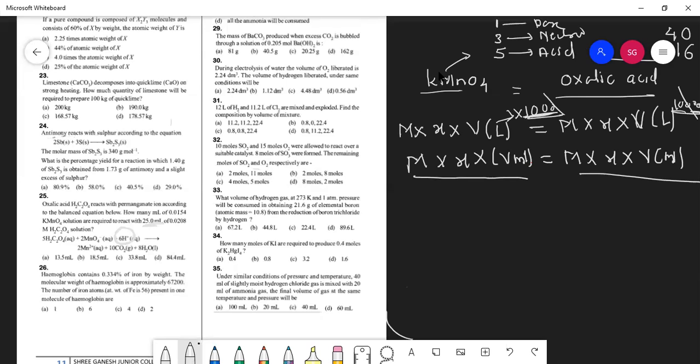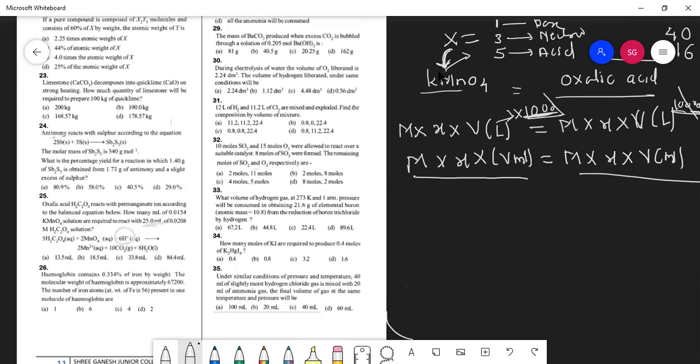Now, what is this 1, 3, 5? Students, this is the valency factor of KMnO4. I'll teach this in the redox chapter. This is the valency factor of KMnO4: 1, 3, 5. 1 is in basic medium. 3 is in neutral medium. 5 is in acidic medium.